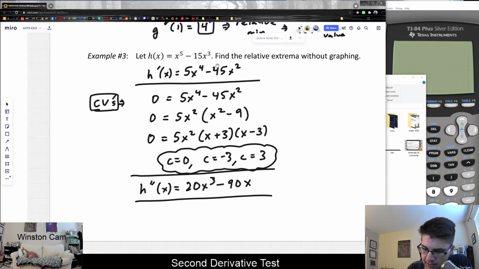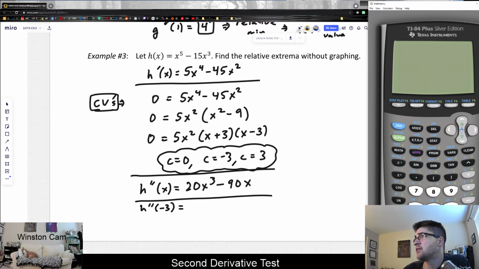So let's start with -3, start with the smallest. If we plug -3 in, that would give us 20 times -3 to the 3rd power. So let's go ahead and do that. 20 times -3 cubed, and then it would be -90 times -3. Also, we don't really care what the answer is. We just care whether it is positive or negative. So that would be -270. But again, negative indicates concave down.